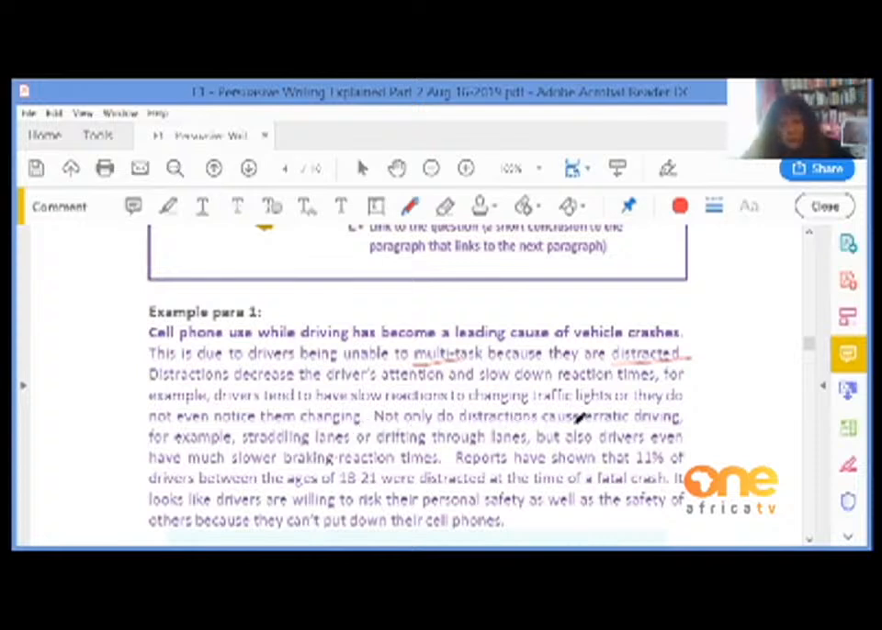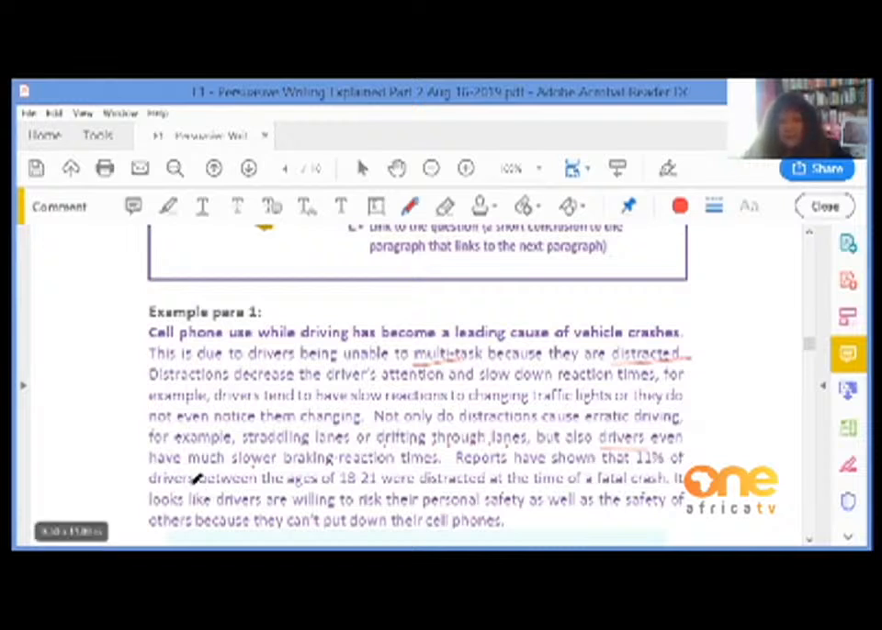Not only do distractions cause erratic driving, for example, straddling lanes when you're driving up the white line instead of being in your own lane, or drifting from lane 1 through to lane 3, but the drivers themselves have a slow brake reaction time. They can't slam on their brakes if somebody runs in front of them. They're much slower because they're looking at their phones.